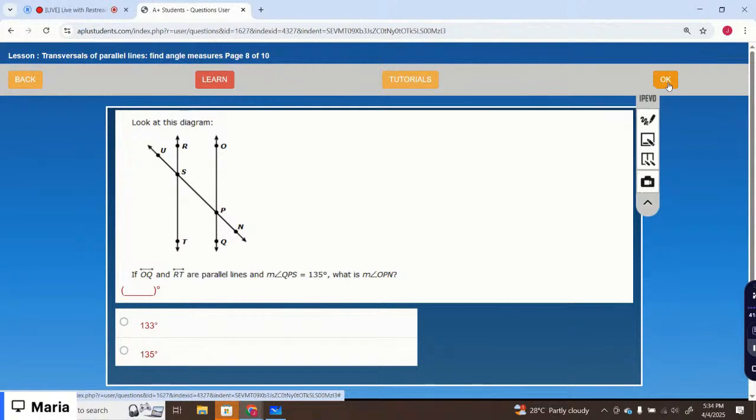Look at the diagram. If OQ and RT are parallel lines and QPS is 135 degrees, what is OPN? Then OPN is also 135 degrees. Option number two is the correct option.